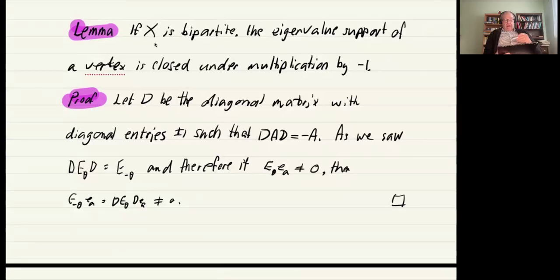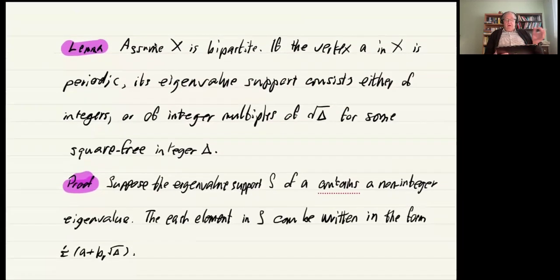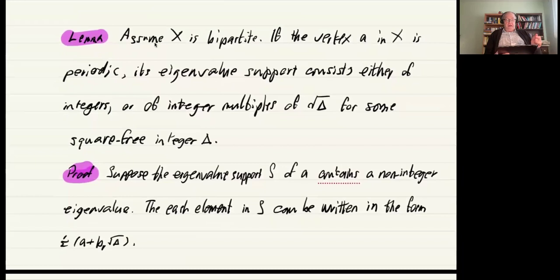Now I'm not claiming anything about other cases; I'm proving this for vertex states. I make no claims about what happens in other cases. In fact, it's going to break down in some other case. But in any case, if we're bipartite, then not only is the spectrum closed under multiplication by -1, but so is the eigenvalue support of the vertex. Okay, so that's fact number 1. Now, I'll show you the notes. So now assume our graph is bipartite, and we've got a vertex a that is periodic.